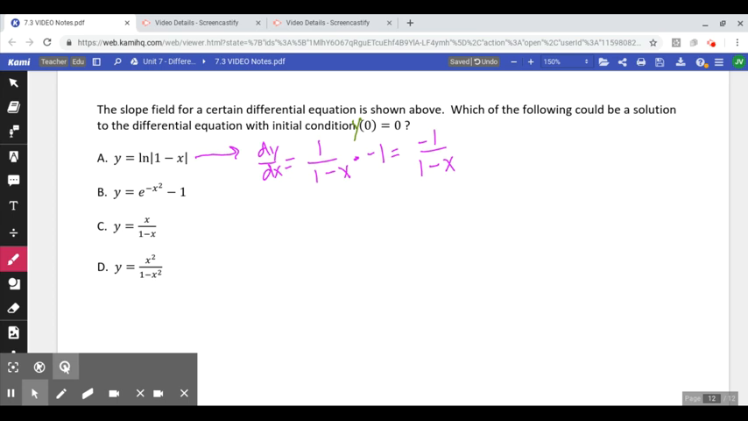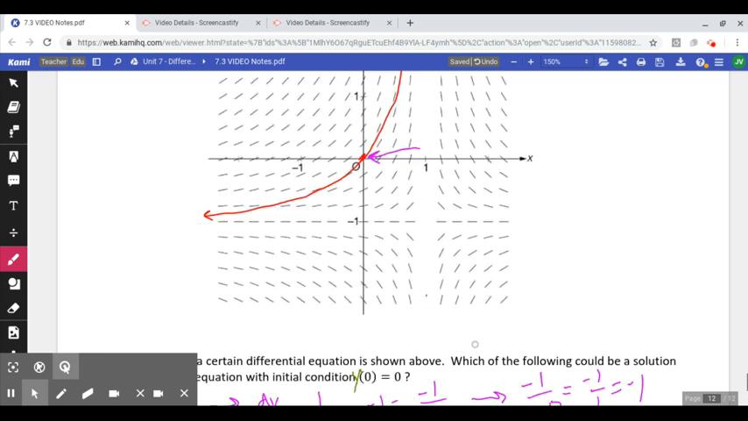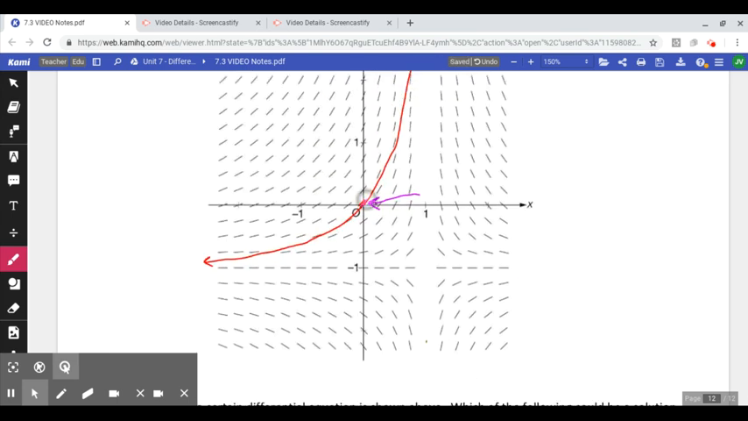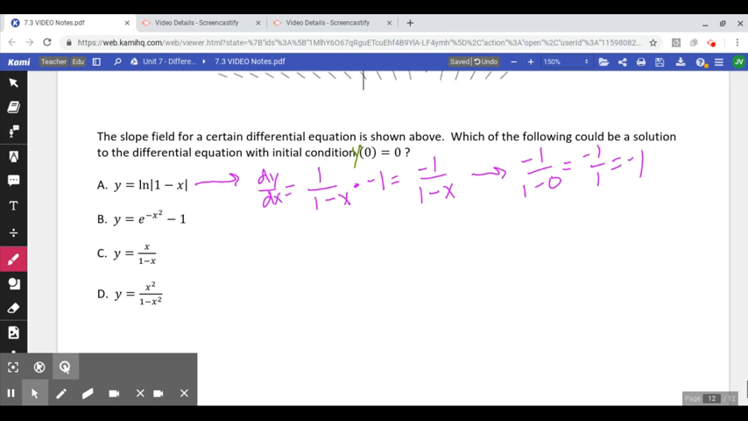If we take 0, 0 and substitute that in, in this case we don't have a y, so we just need x being 0. So we're going to have negative 1 over 1 minus 0. That's going to give us the slope of the tangent line at the point 0, 0. And that's going to be negative 1 over 1, or negative 1. And if we look back here, the slope of this tangent line right here is clearly not negative 1. It's close, but it is positive 1. So the first one here, A, cannot be the correct choice.